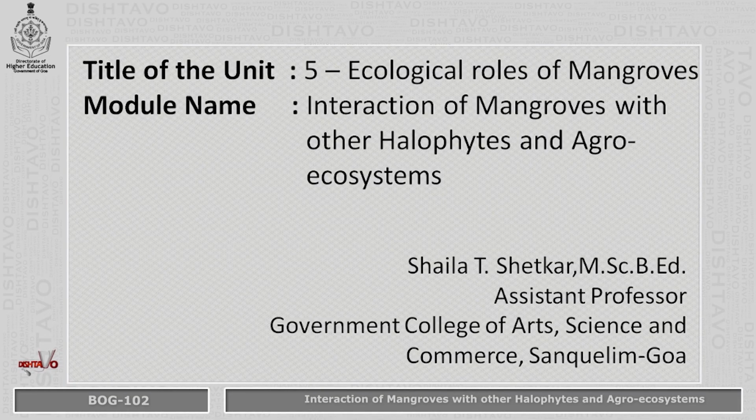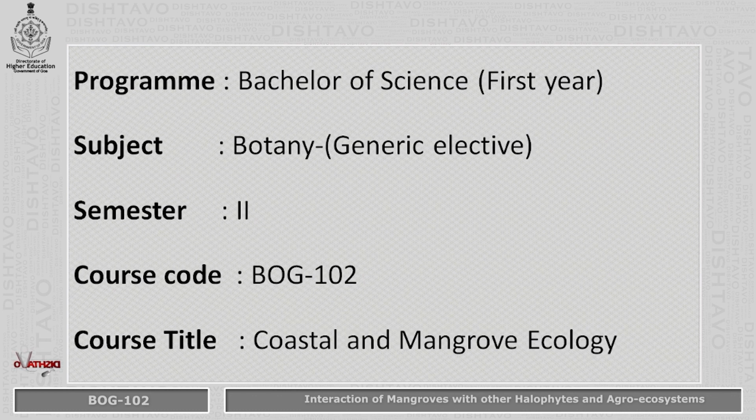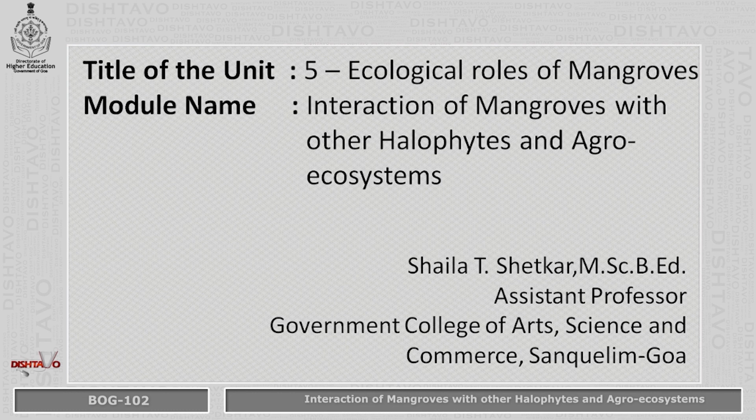Myself, Shaila Shetkar, Assistant Professor in Botany from Government College of Arts, Science and Commerce, Sakli. The program is Bachelor of Science, first year. The subject is Botany, Generic Elective. The semester is 2. Course code is BOG 102. Course title is Coastal and Mangrove Ecology. Title of the unit is Unit 5, Ecological Roles of Mangroves. Module name is Interaction of Mangroves with Other Halophytes and Agro Ecosystems.